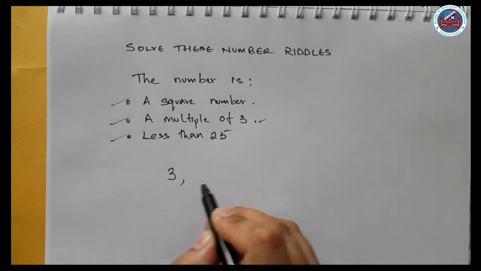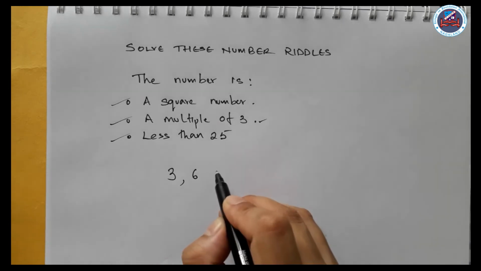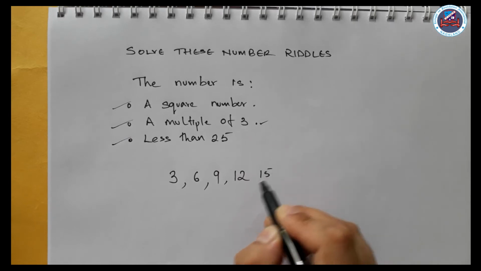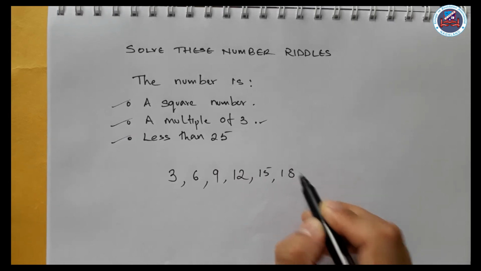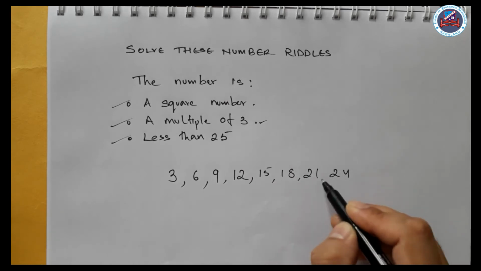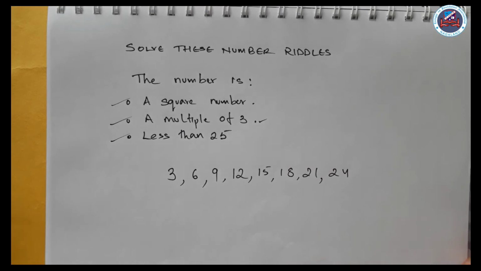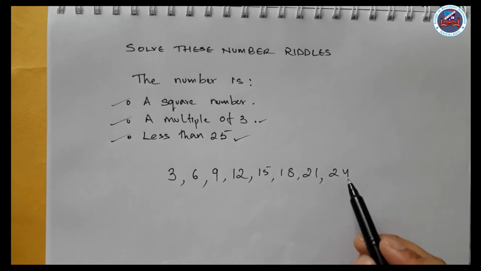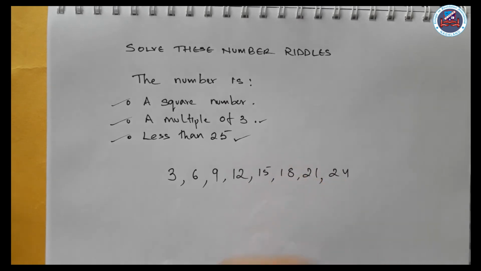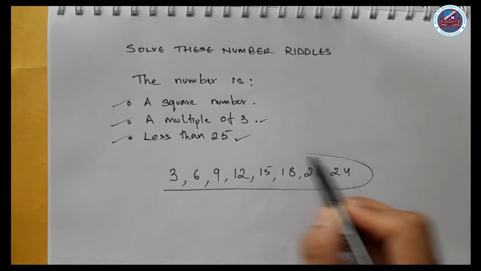3 ones are 3, 3 twos are 6, 3 threes are 9, 3 fours are 12, 3 fives are 15, 3 sixes are 18, 3 sevens are 21, 3 eights are 24. Now I will not go beyond 24 because the number is less than 25. If I go beyond 24, it will be more than 25. So I will just write till 24. Now the number is a multiple of 3 and is less than 25. So the number is somewhere around here.